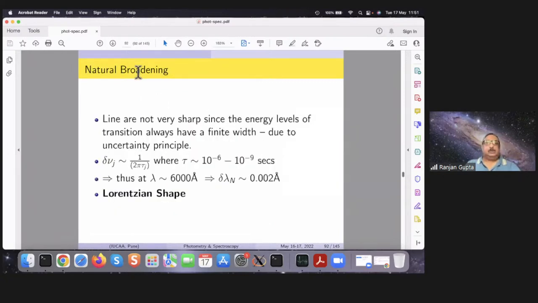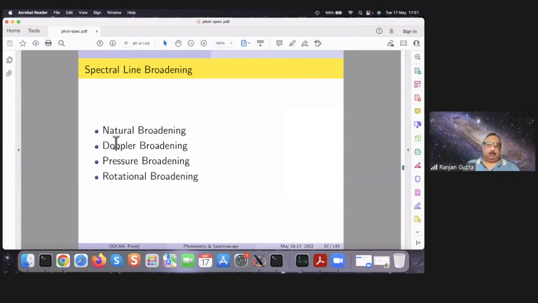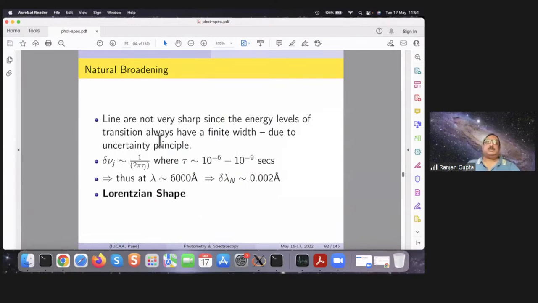So the first kind of broadening, I'm now going to talk about these one by one. Okay. So this is the natural broadening. This is happening because of the transition I just showed, for any spectral line, it can be mercury, it can be a hydrogen line, anything. In the lab, we have all done experiments with a hydrogen lamp. So essentially, it's a very thin line.